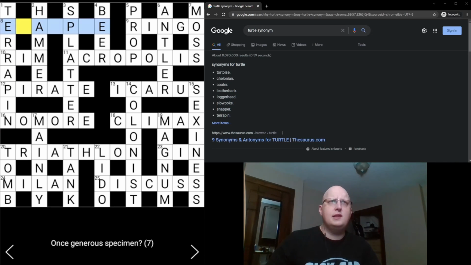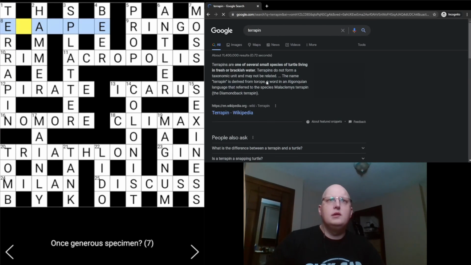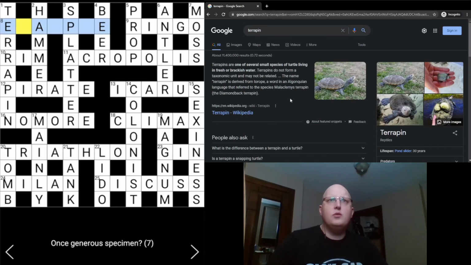So terrapin, that's a kind of turtle or whatever. Let's look that up to see if there's a specific definition of what a terrapin is. Terrapins are one of several small species of turtle living in fresh or brackish water. Do not form a taxonomic unit. Oh, so it's just a certain way turtles can look or something that gets that name. The name terrapin is derived from torope, a word in Algonquin language. Oh, very neat. Today I learned.